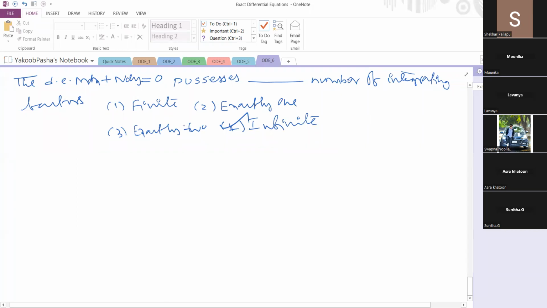And there is no general method to find the integrating factor. There is no general method to find the integrating factor. We can find it by taking some conditions.